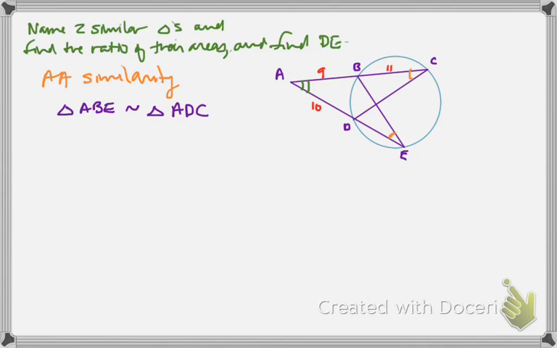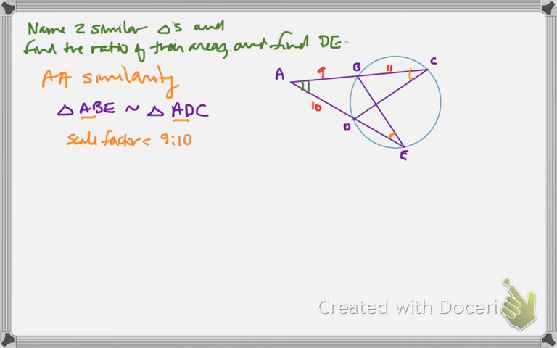10 to 9. Or if you're talking about ABE to ADC, I'd say it's 9 to 10. Okay? I'm looking at AB and I'm looking at AD, and they are corresponding parts of similar triangles, aren't they? And since one side is 9, the other side is 10, the scale factor is 9 to 10.